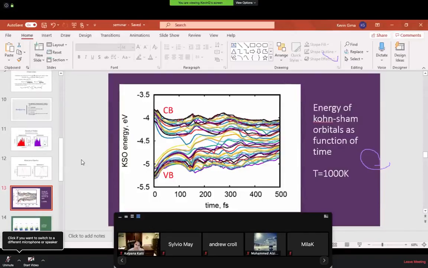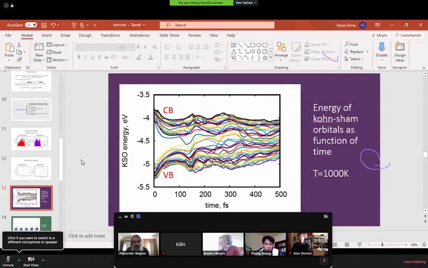Okay, then why is the initial band gap almost 1 electron volt, an open band gap, and then it's completely closed after around 200 femtoseconds?